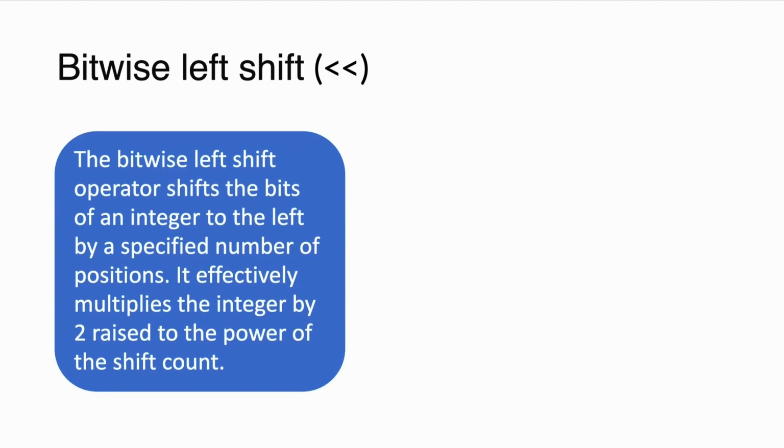So the bitwise left shift operator shifts the bits of an integer to the left by a specified number of positions, and this specified number of positions is something that the user has to provide, and it effectively multiplies the integer by 2 raised to the power of the left shift count. So in order to understand this, let us have a look at the example.